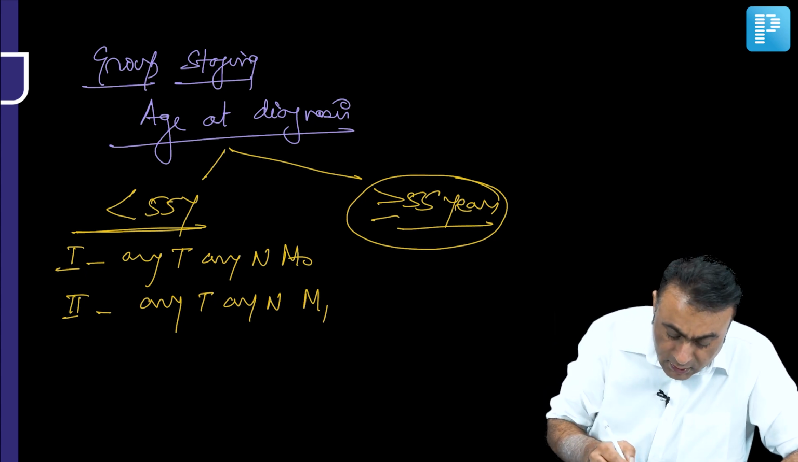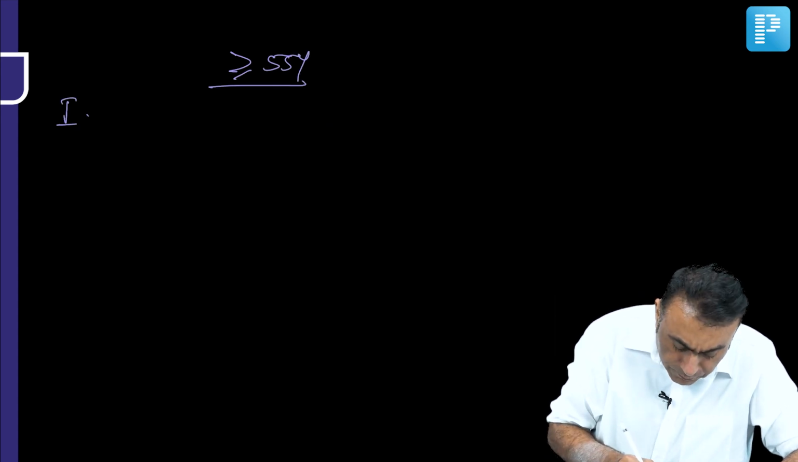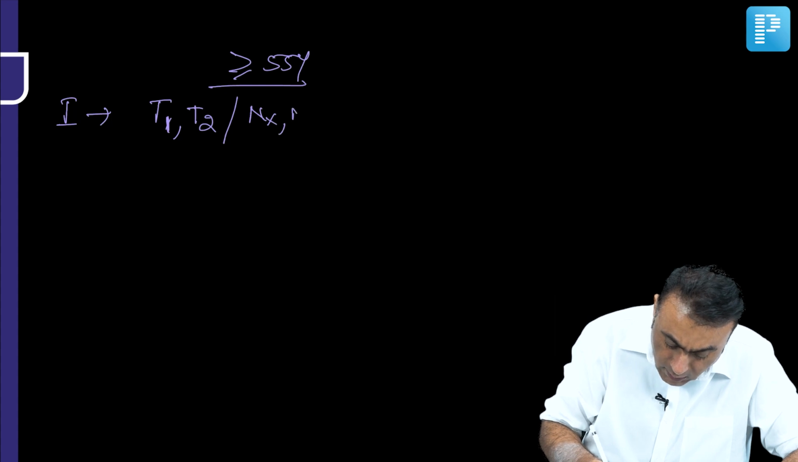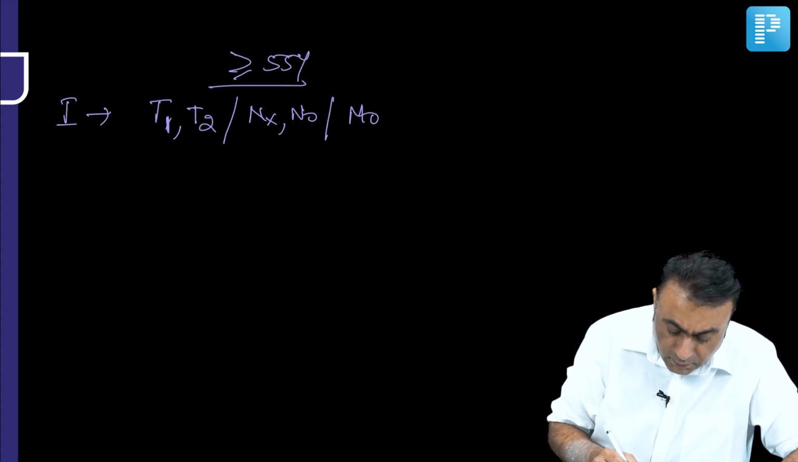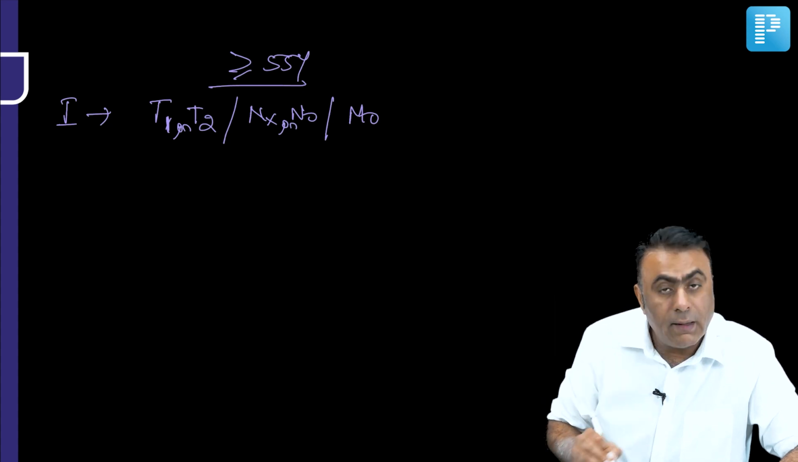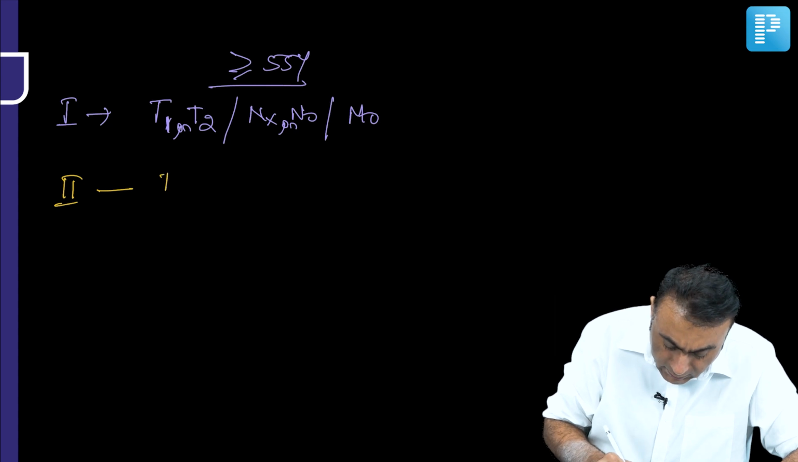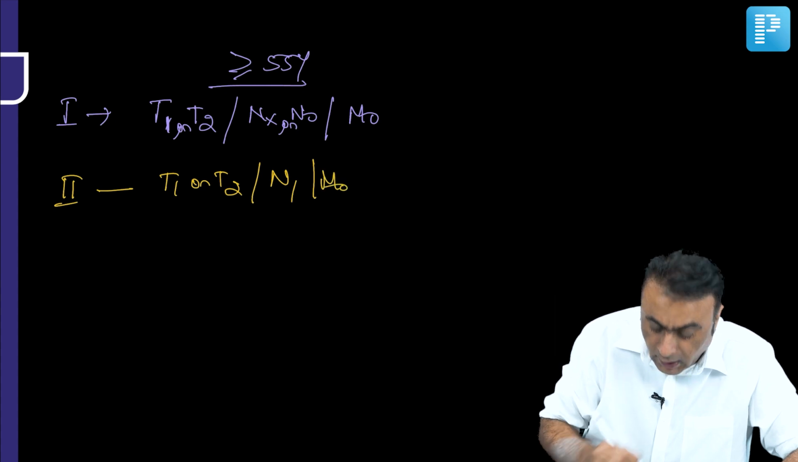If I talk about the patients with the age of 55 or more than 55 years, now here how do we do the group staging? Stage 1 is T1 or T2 disease with NX or N0, either of them, and M has to be 0. That is stage 1. It has to be T1 or T2, NX or N0 and M0. Then what is stage 2? Stage 2 can be again T1 or T2, N1 and M0. That is how we define stage 2.